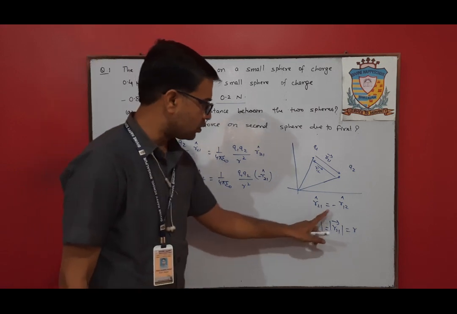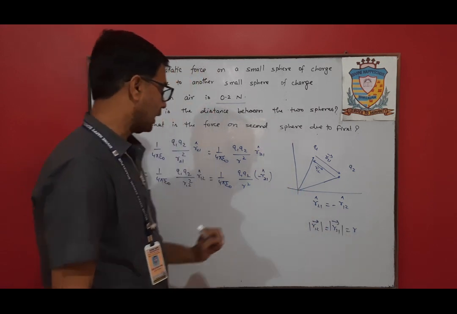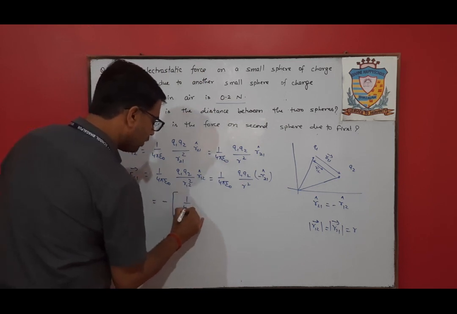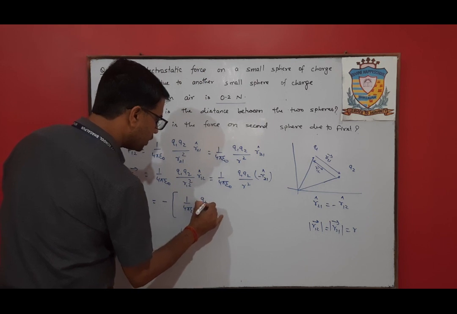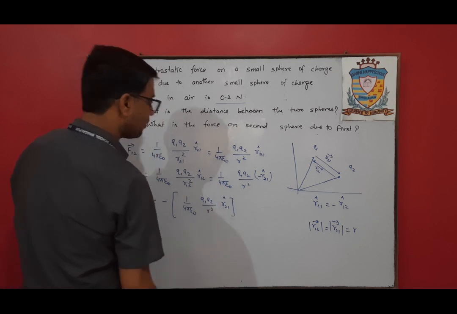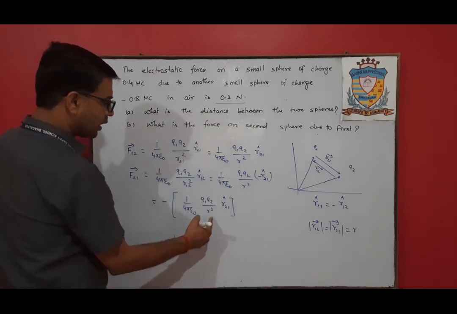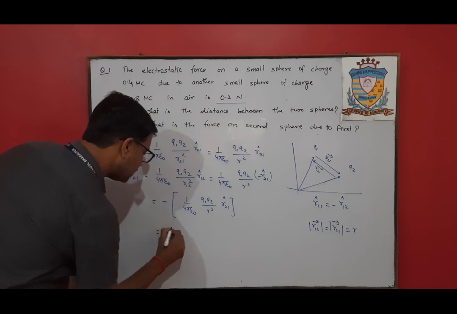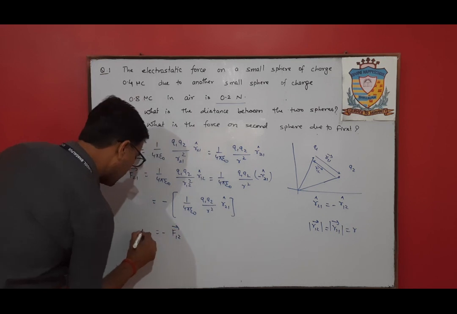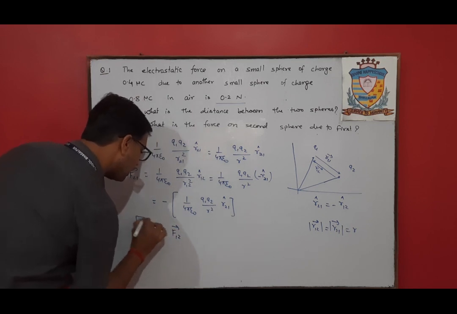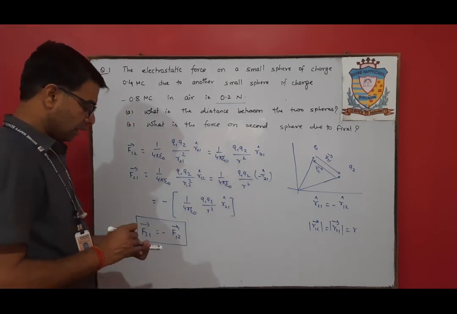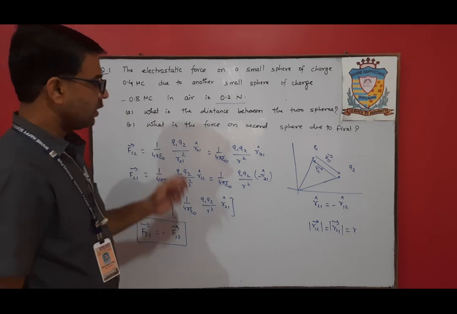R12 is equal to minus of R21 cap. So this can be written as minus 1 upon 4 pi epsilon naught Q1 Q2 upon R square R21 cap. From here you can see these two are equal. So can we say this is equal to minus of, and this is equal to F12. So F21 is equal to minus of F12. Clear?